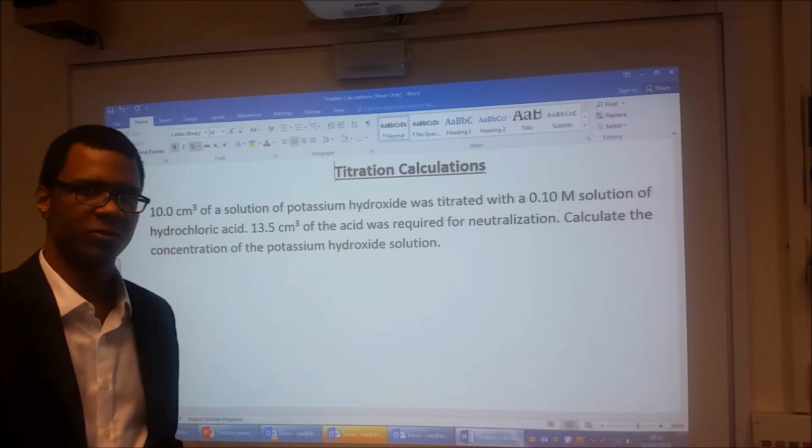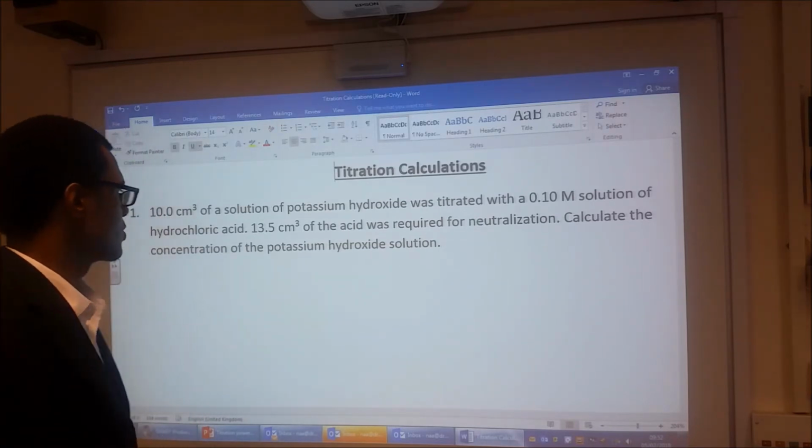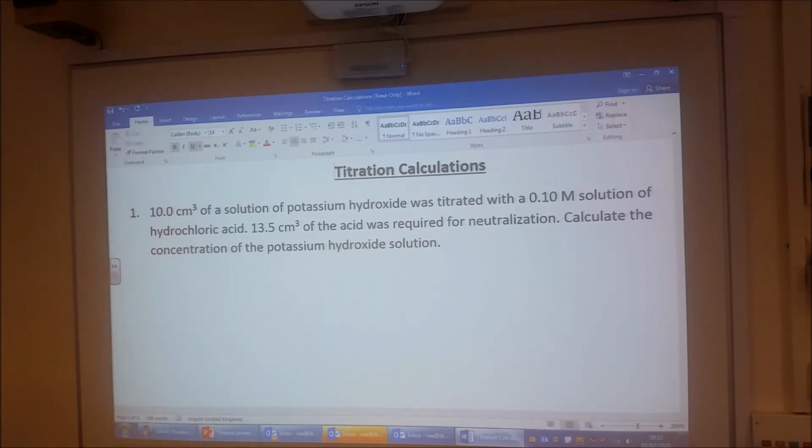Now for one more example, and you can try this. It says 10 centimeters cubed of a solution of potassium hydroxide was titrated with a 0.10 molar solution of hydrochloric acid. 13.5 centimeters cubed of the acid was required for neutralization. Calculate the concentration of the potassium hydroxide solution.